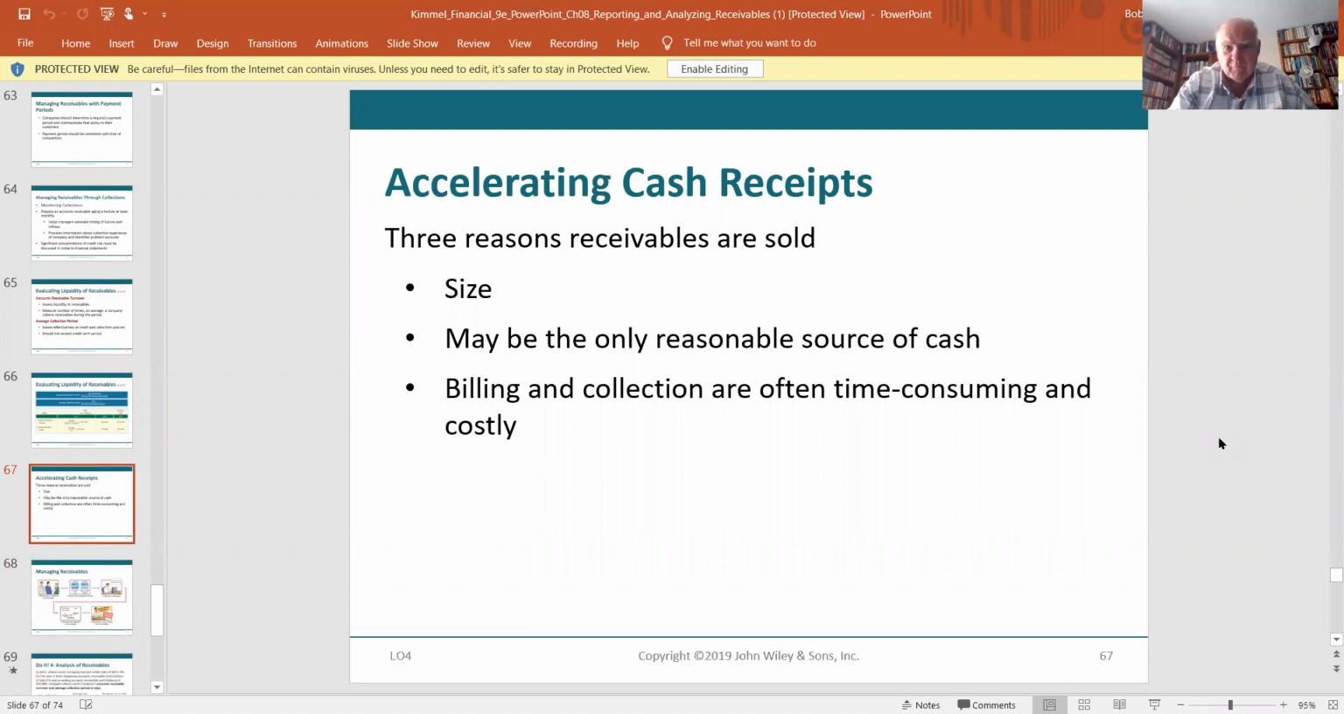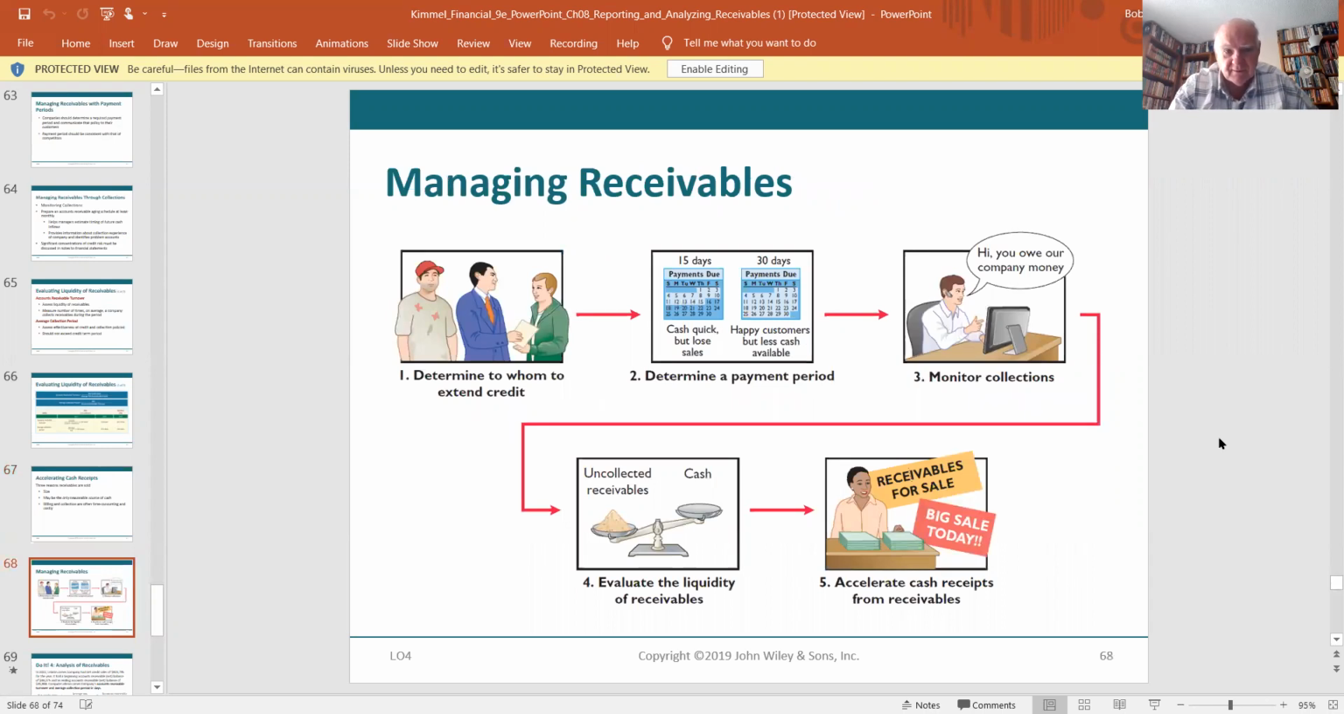And why are cash receipts sold? Maybe for the size, maybe the only reasonable source of cash. Billing and collecting are also time consuming. Here is the receivables cycle. Determine who to extend credit. Make sure that person knows it's 30-day terms. Monitor the collection. Is the person paying us? And you keep that analysis going all month long, and then you accelerate the cash receipts dramatically.